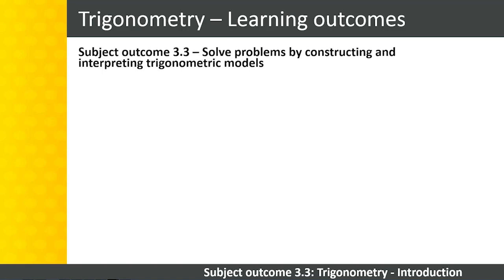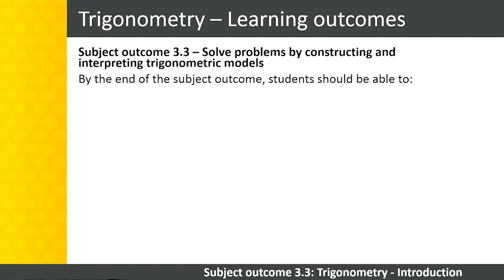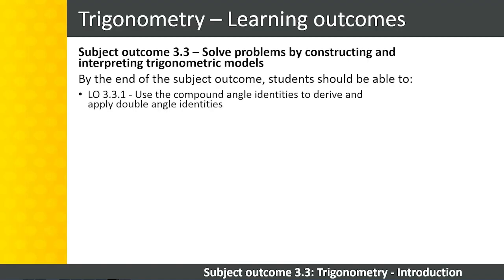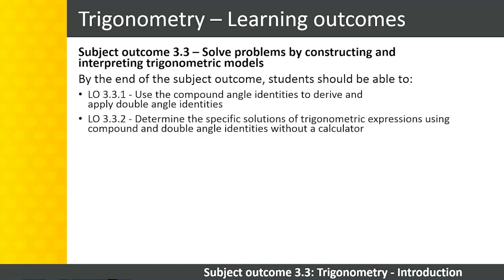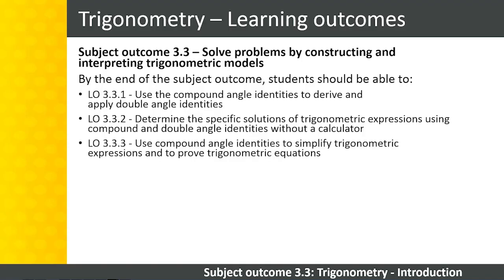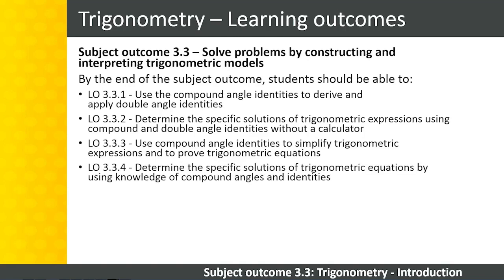Subject Outcome 3.3. Solve problems by constructing and interpreting trigonometric models. By the end of the subject outcome, students should be able to use the compound angle identities to derive and apply double angle identities, determine the specific solutions of trigonometric expressions using compound and double angle identities without a calculator, use compound angle identities to simplify trigonometric expressions and to prove trigonometric equations. Determine the specific solutions of trigonometric equations by using knowledge of compound angles and identities.